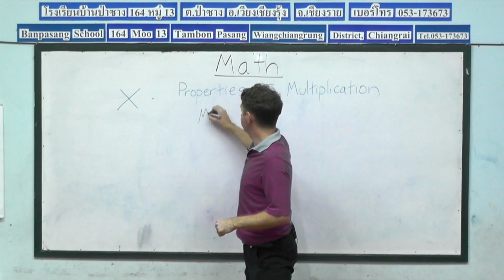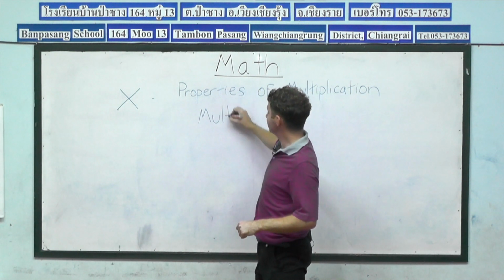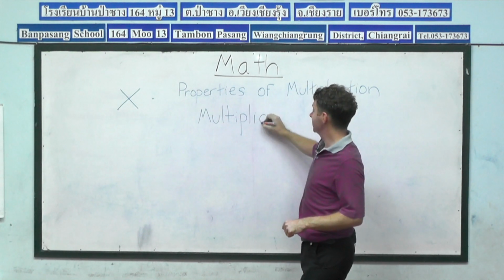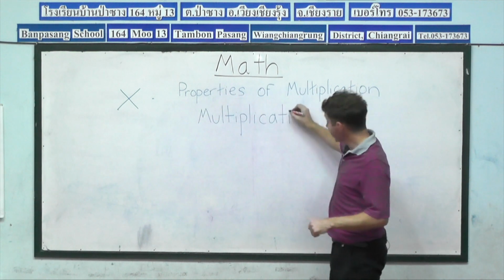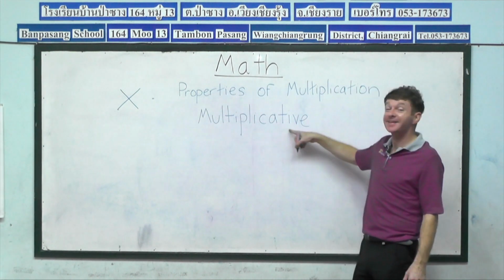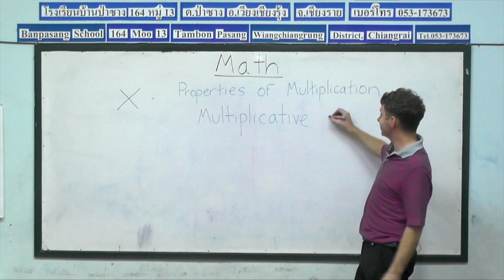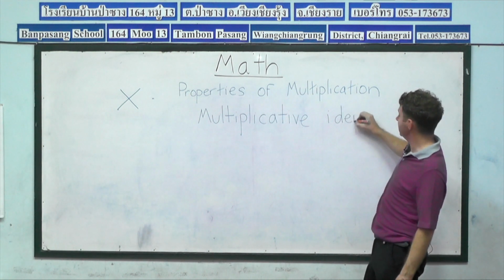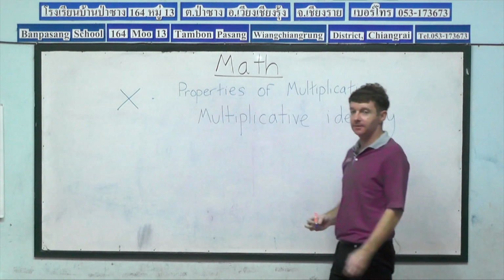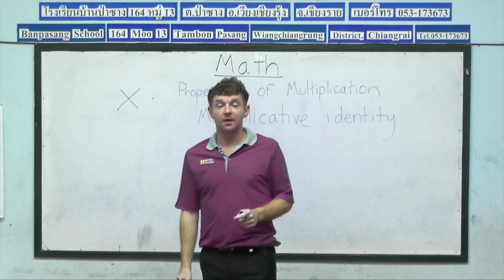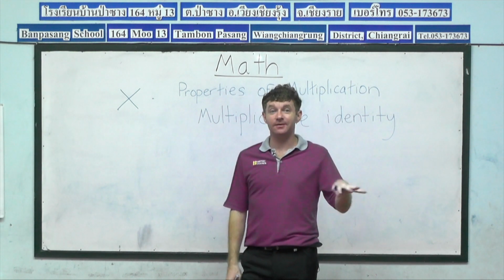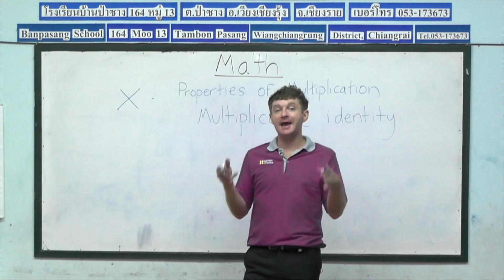M, U, L, T, I, P, L, I, C, A, T, I, V, E. So let's say together, multiplicative identity. I-D-E-N-T-I-T-Y. Multiplicative identity. Now what this simply means is that if we start with a number and times it by 1, the answer will always be that number because we're only timesing by 1.